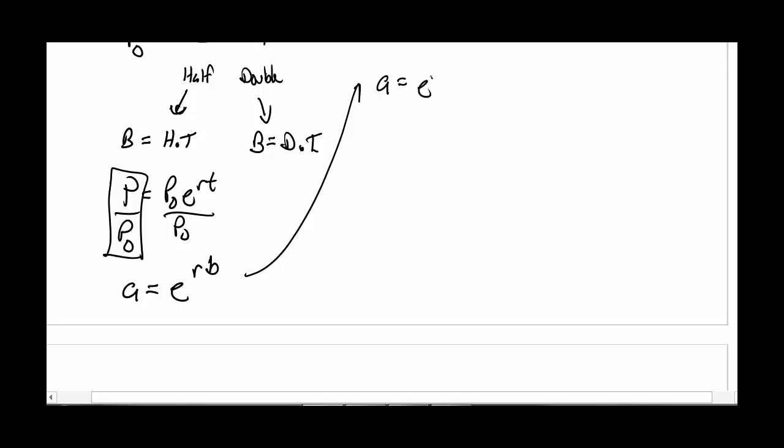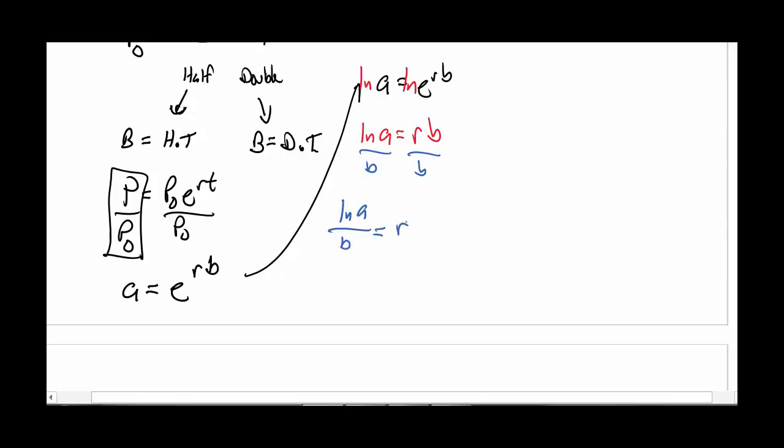And now, how do I get access to that? Remember, that's where I have to take the ln's. Okay. And so I have ln of A equals, and that ln of e to the rb just leaves us with rb. So if I want to solve for r, I'm going to divide by b. So I get that ln of A over b is equal to r.